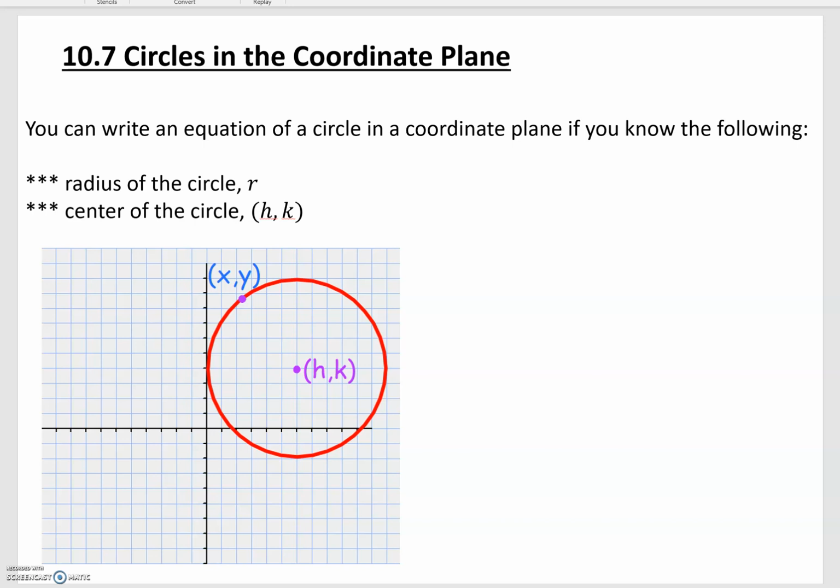So 10.7 is all about the equation of a circle and what circles look like in a coordinate plane. When we talk about the equation of our circle, we're going to have our radius as r, and our center is going to be (h, k). Notice what that looks like. Inside here, that point is (h, k), and then our radius, remember, goes from the center of the circle to the outside. So this would be our r.